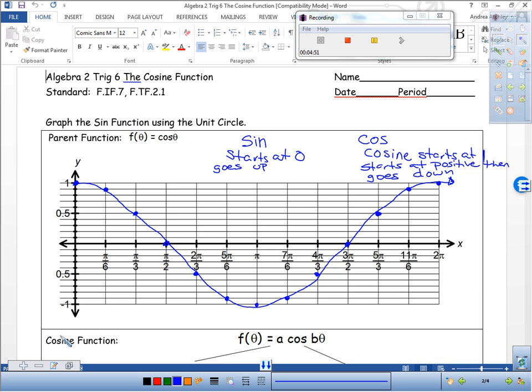True, but sine would then go down. It would still be opposites of each other. Yes. It's not 100% true, but in this graph it is. Correct? Anything else? Cosine starts at 1, and sine started at 0. Okay. Starts and stops at 0. Starts and stops at 1.